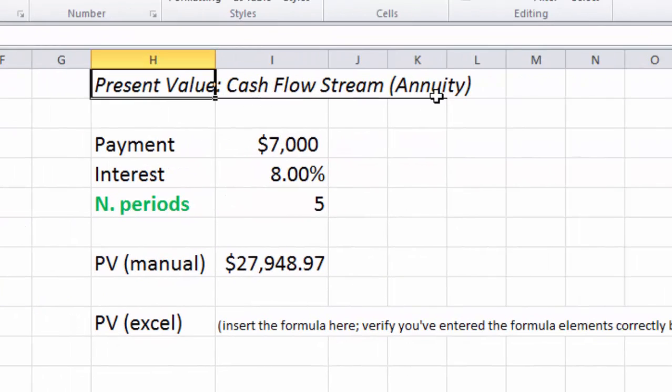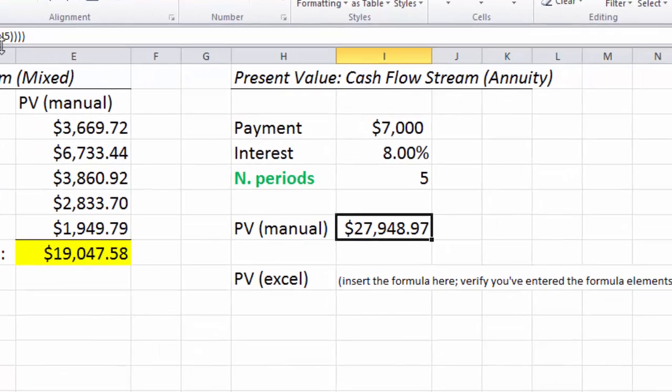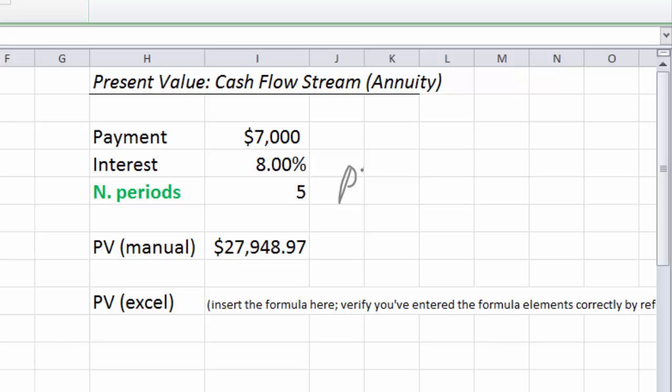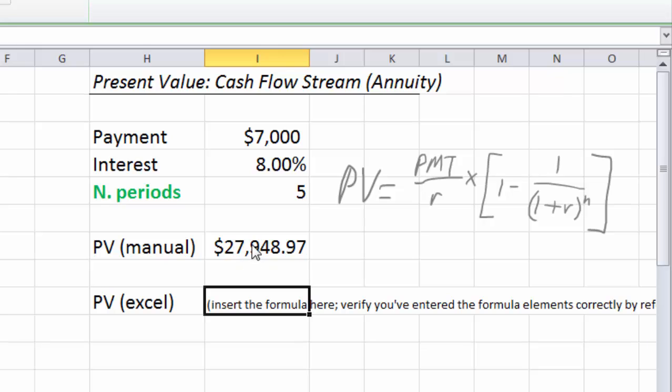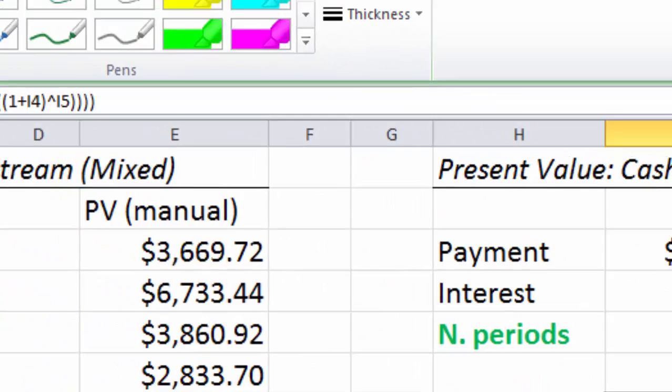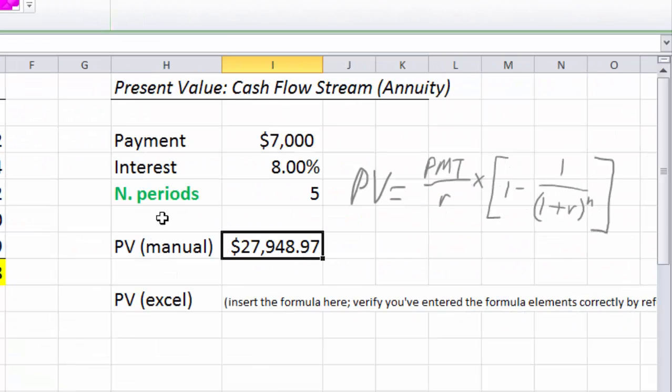Right, let's look at the present value of a cash flow stream, the present value of an annuity. We get $7,000 a year for 5 years at 8%. The present value of this manually is using the formula here. The present value of an annuity equation looks like this: present value equals the payment divided by the rate times 1 minus 1 over 1 plus r to the n. So that's a pretty unwieldy formula. I actually have entered that formula here. It's very painstaking to enter a formula like that in Excel. You can see this big mess of stuff up here. It's hard to know you got that right. A lot of parentheses, a lot of order of operations, complex.